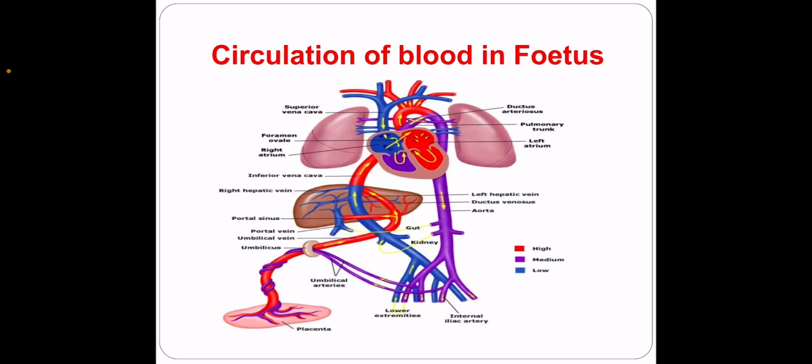Now we will see the superior vena cava. From the superior vena cava, blood will enter the right atrium, and from the right atrium it will move to the right ventricle.